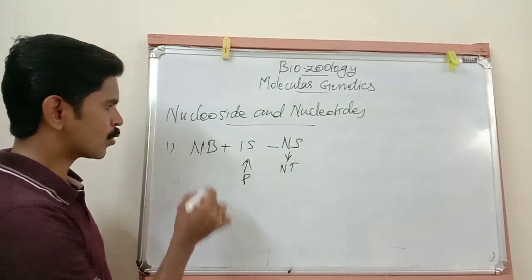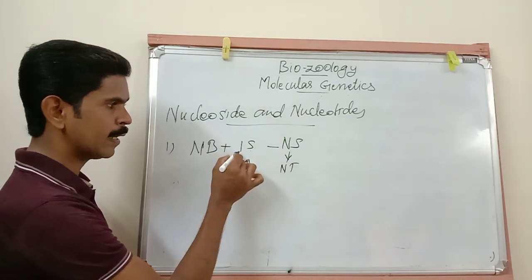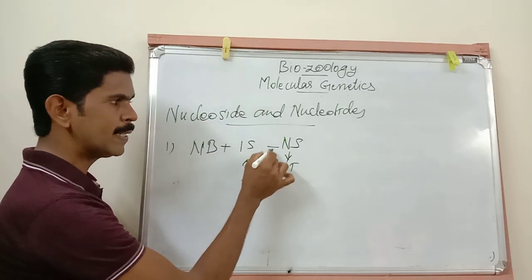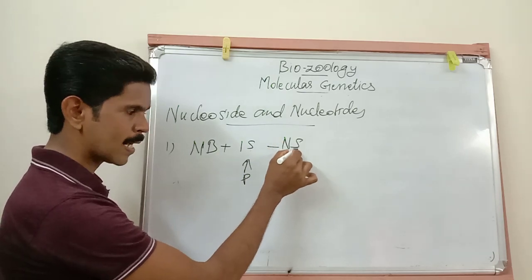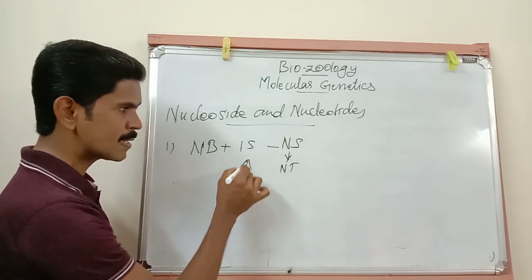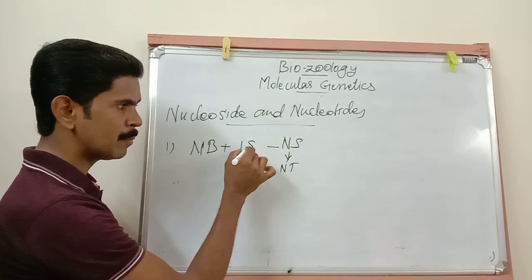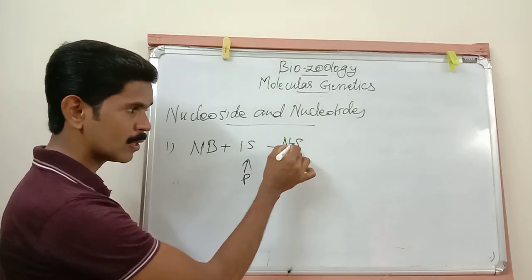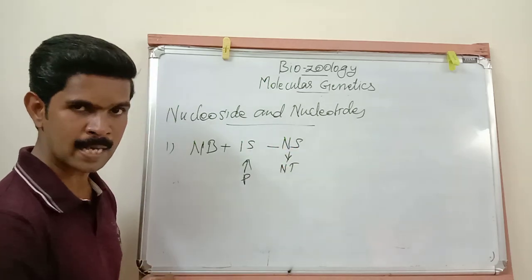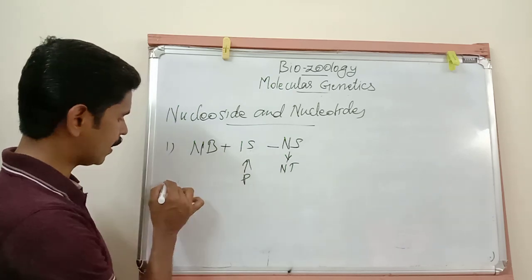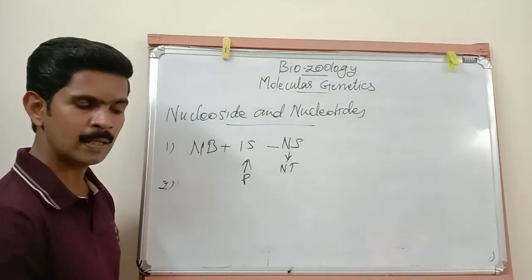Understand, my dear students? So when a nitrogenous base is linked with one sugar molecule, immediately it is converted into nucleoside. When one phosphate is linked with the same sugar molecule, immediately this nucleoside is converted into nucleotide. Then, second part.